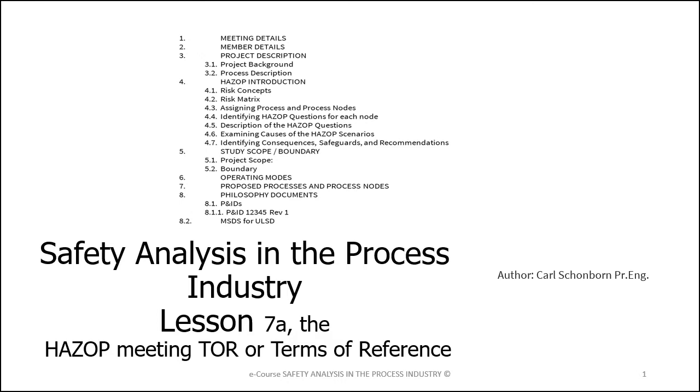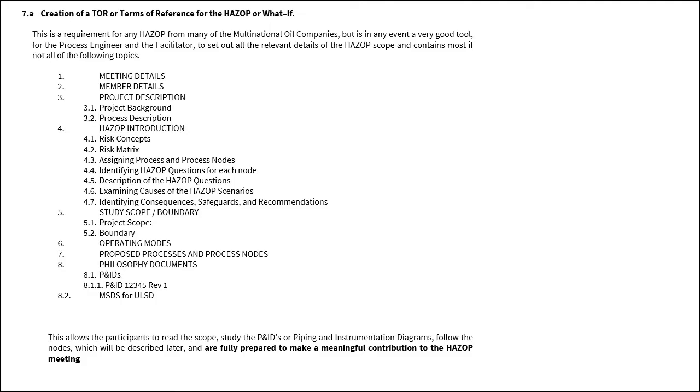In any event, it is a very useful document for the HAZOP facilitator or process engineer to set out all the relevant details of the HAZOP scope and contains most, if not all, of the following topics shown in the next slide. The following topics are listed in the index of the Terms of Reference document, which is distributed by the HAZOP facilitator to all the participants in good time before the meeting, so that they may make a meaningful contribution to the proceedings.